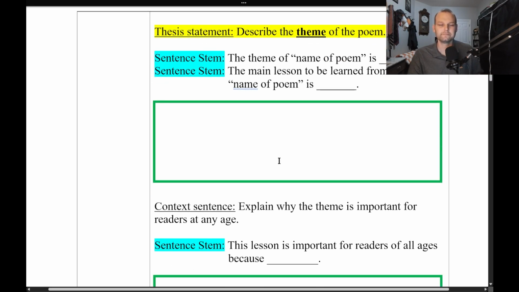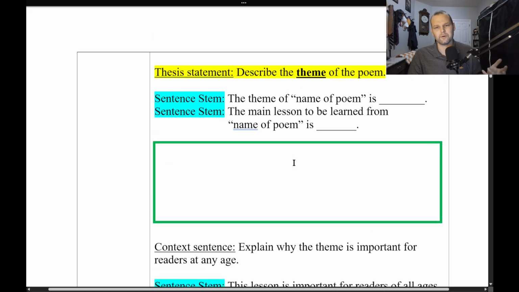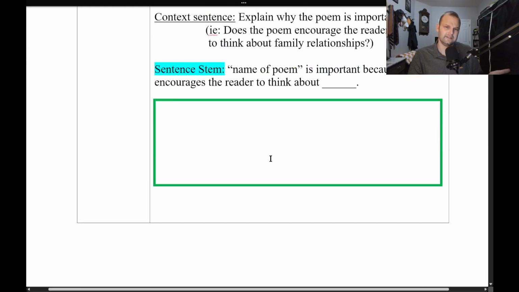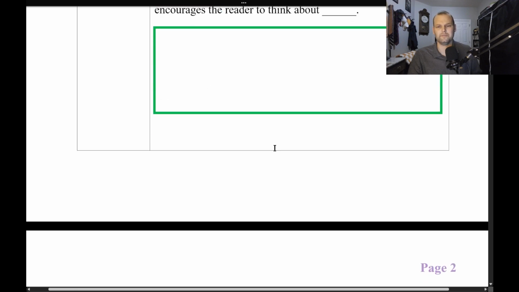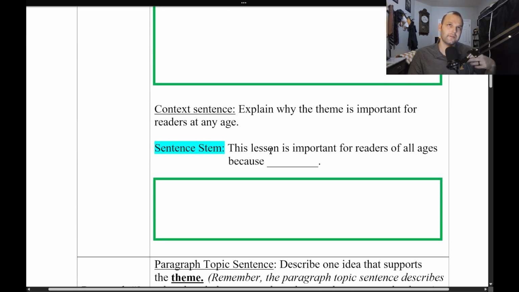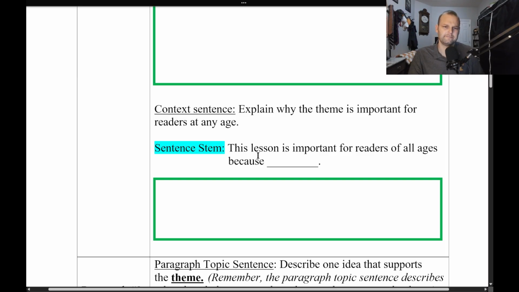And then your last sentence for your introduction paragraph, explain why the theme is important for readers at any age. So we already explained why the poem is important earlier in our context sentence, but there's always more context that you can bring to that. So go further into that context. Why is the poem or short story important for any reader at any age? Just an idea. Provide some more context.